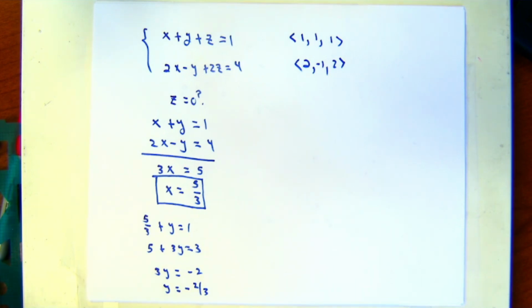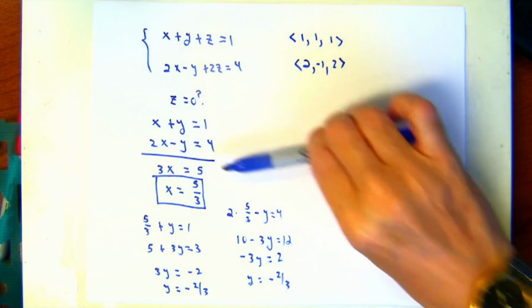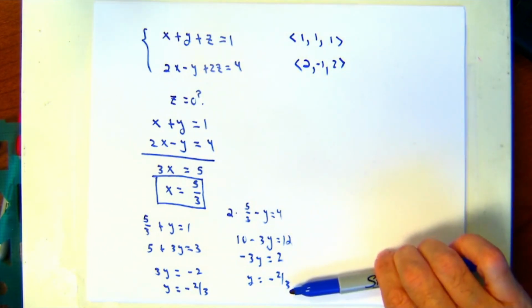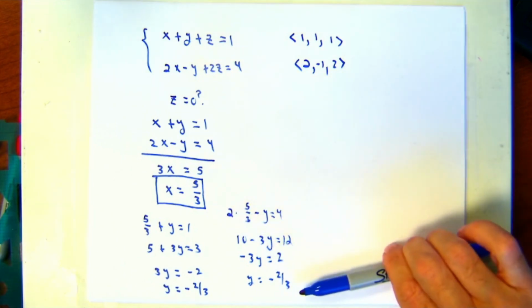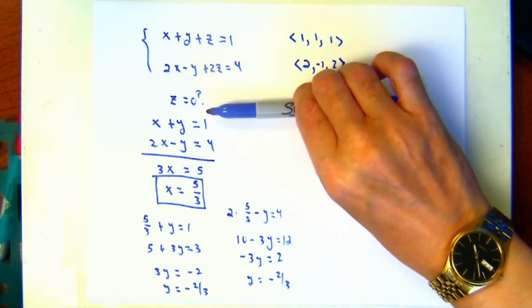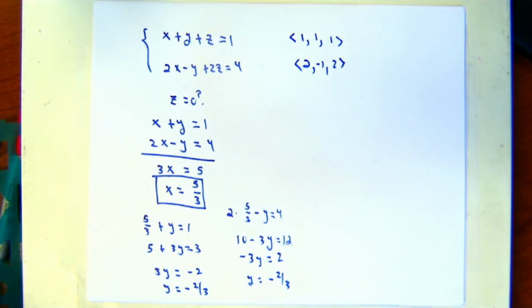The first of my two equations, x plus y equals 1, after a little bit of algebra says y must be negative 2/3. Using x equals 5/3 in this equation ends up telling me that y must be negative 2/3. So we have found a point in the line of intersection. X will be 5/3, y will be negative 2/3, and z will be 0. This P is a point on the straight line that I'm after.